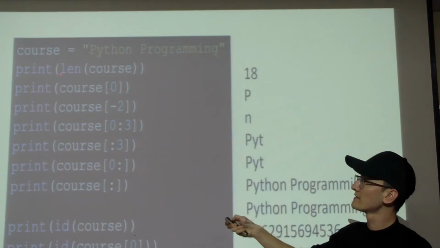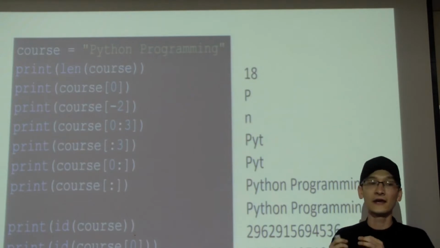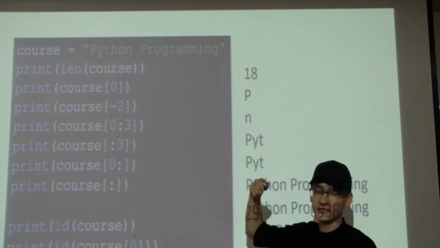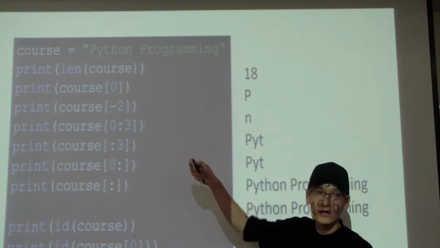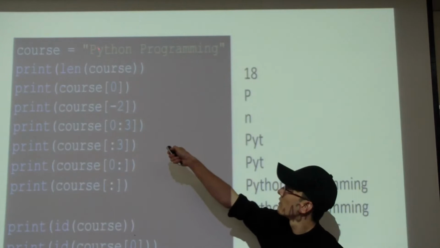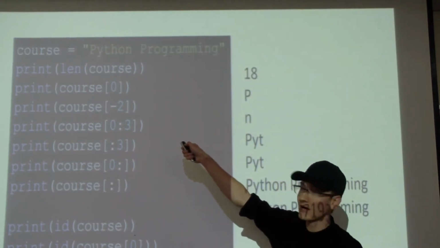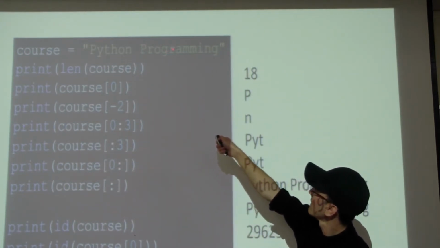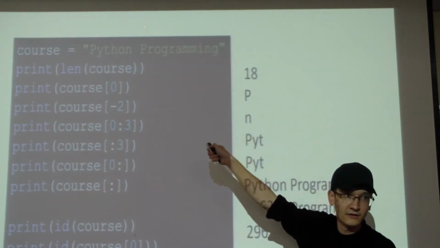If we use this function len, it will show us how many characters there are in our string. For example, let's count how many characters we have. Characters start from 0, not 1. 0, 1, 2, 3, 4, 5, 6. Space is also counted. 6, 7, 8, 9, 10, 11, 12, 13, 14, 15, 16, 17. We have 18 characters.